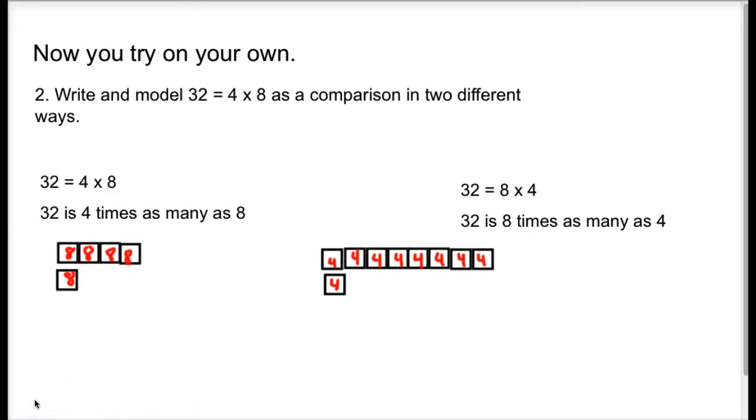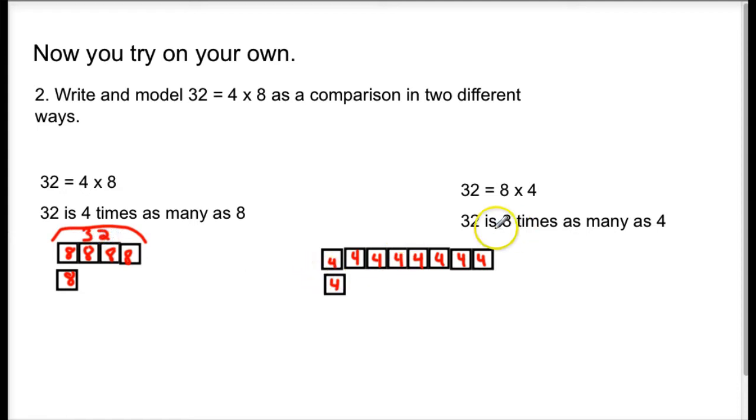Okay, so let's see how you did. 32 equals 4 times 8. Our statement should say 32 is 4 times as many as 8. And we should also show that there are 4 boxes on the top with 8 in each, and then on the bottom part of our model 1 box with 8, because this is 8 alone. So this 8 should be by itself. These 8s on top show 4 times as many as 8. And when we look at these 8s on the top all together, we can see that they equal 32.